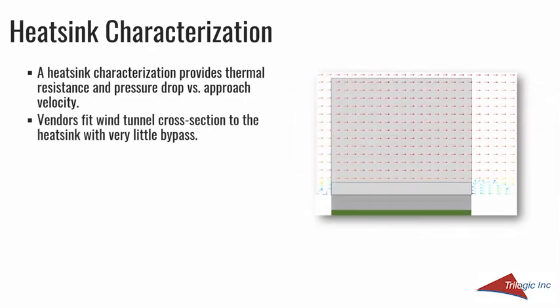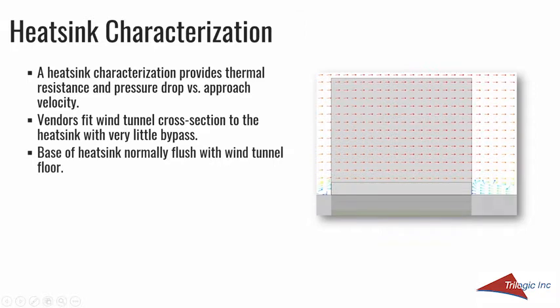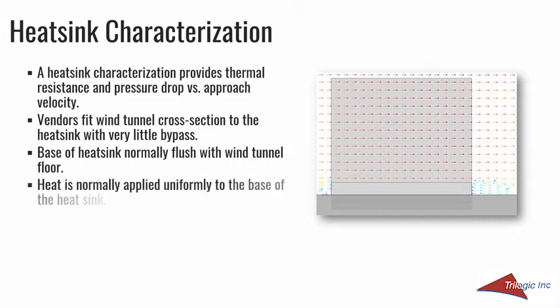Vendors will typically fit the wind tunnel cross-section to the heatsink with very little bypass. So they limit the room for the air to go above the heatsink or around the sides of the heatsink. They would also typically mount the heatsink so the base is flush with the wind tunnel floor, so the flow is as uniform as possible coming across this heatsink. And lastly, they're going to apply the heat uniformly, because any kind of heat spreading through the base is going to give a higher effective thermal resistance to that heatsink.